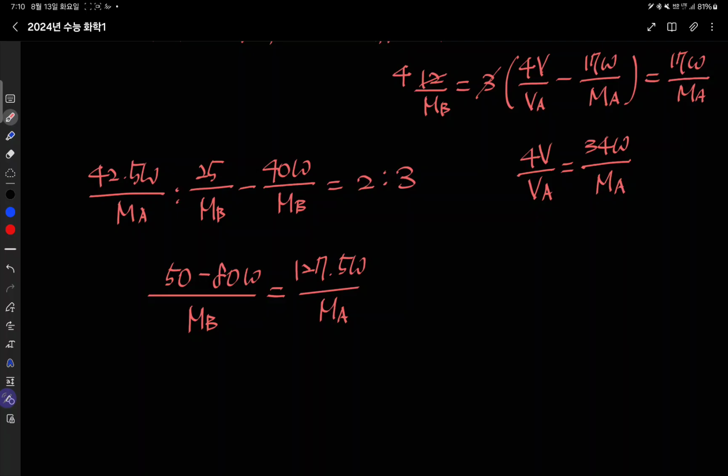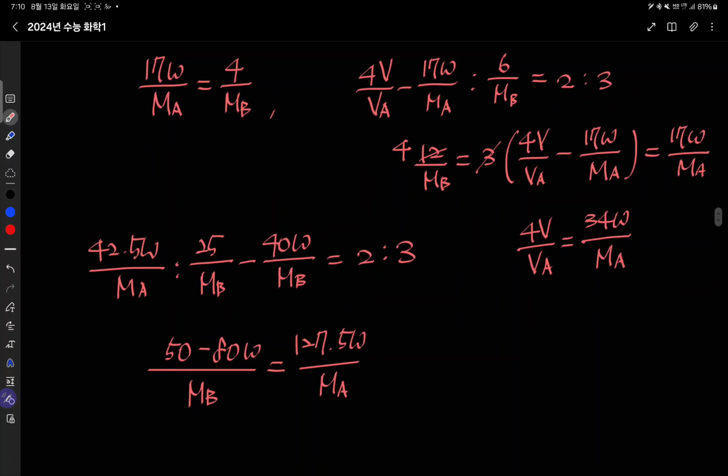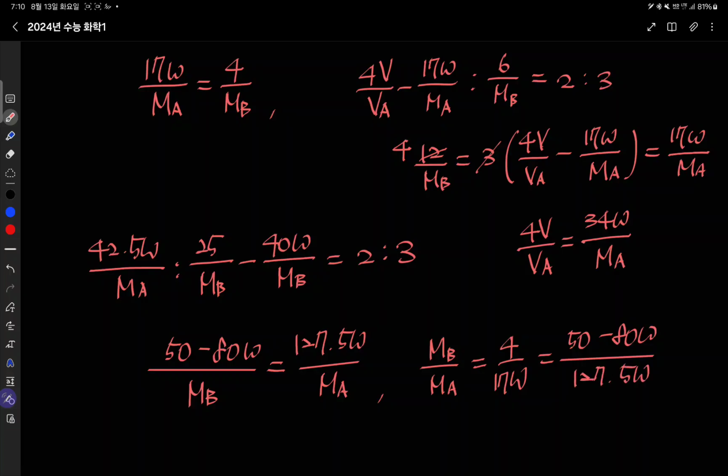so we get this equation. So if we compare these two equations, MB over MA, so the ratio of the molecular weight of B and A, is 4 over 17W from the first proportion, and 50 minus 80W over 127.5W from the second proportion.